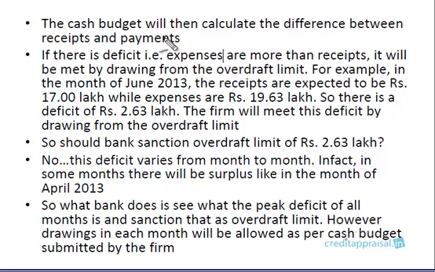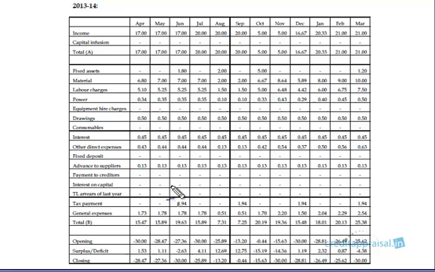So what the cash budget then does is it will calculate the difference between receipts and payments. As we have seen, in some months there will be a surplus, in some months there will be a deficit. If you look at, say, this month June, the company is expecting receipts of 17 lakhs, whereas the payments put together are 19 lakhs. So this is a deficit of 2 lakhs, 2.63.